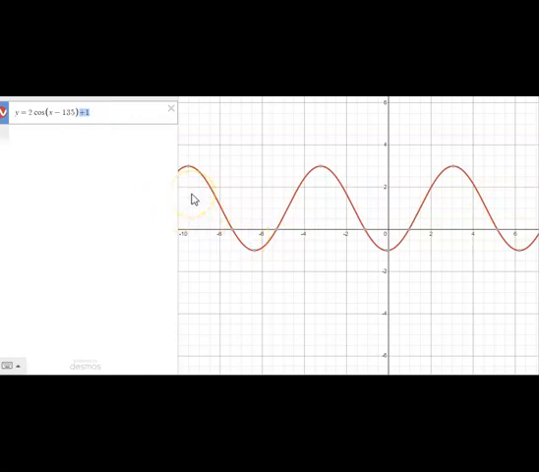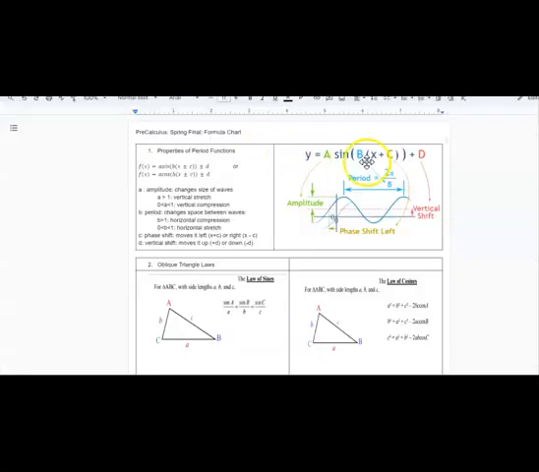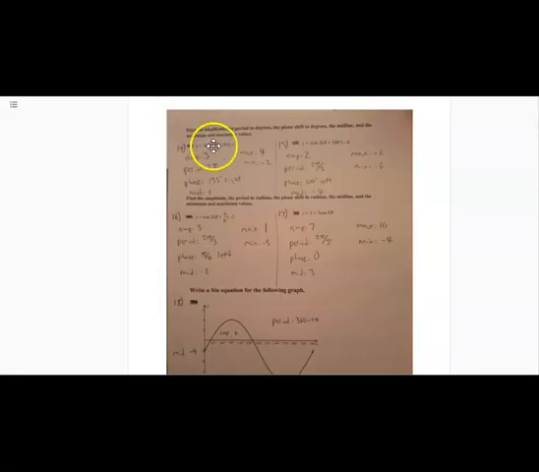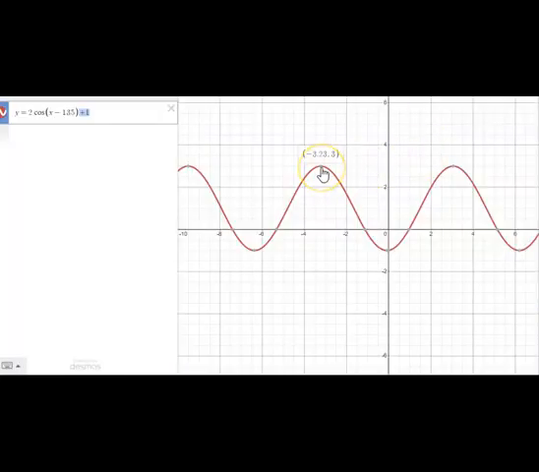This does have a period of 2 pi. The reason it's 2 pi is that 2 pi over 2 pi is 1, which is why you don't see anything here. If you don't see anything, that means the period is 2 pi. Just to show, the period is the distance from one maximum point to another. If you do 3.05 minus 2.23, you would get essentially 2 pi, which is about 6.3.